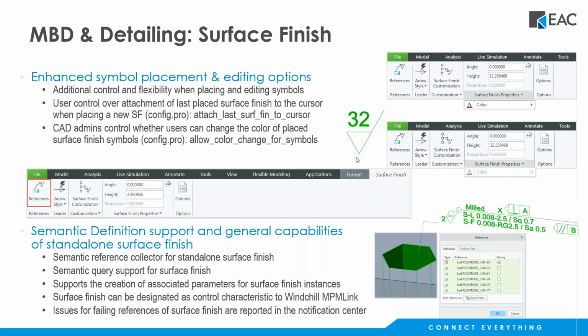We also have enhanced symbol placement and editing options. There's a couple configuration options that we can leverage to do that. We can control the attachment of our last placed surface finish to the new placed surface finish by using the configuration option seen on the first bullet point here, as well as control whether users can change the color of our placed surface finishes. Some companies have a standard color they want their surface finishes to be, so we can turn that on and off as well.